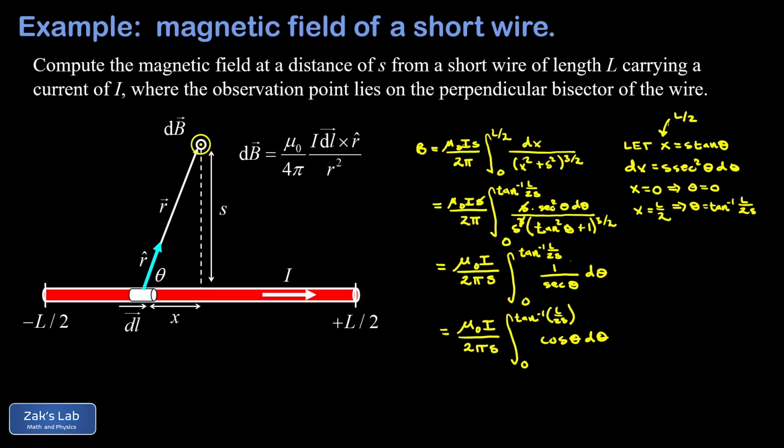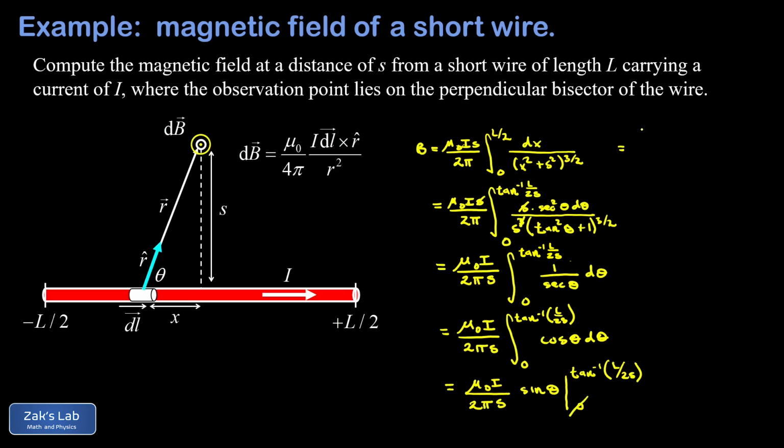And the antiderivative of the cosine function, of course, is just the sine function. And then we have to evaluate across the limits of integration. So I'm going to mention the lower limit first, because when I sub in a 0 for theta, I get the sine of 0, and that's just 0. So we don't have to worry about that. The only survivor here is what happens when I sub in the upper limit. So when we sub in our upper limit, we end up with a mu naught I over 2 pi s times the sine of the angle whose tangent is L over 2s.